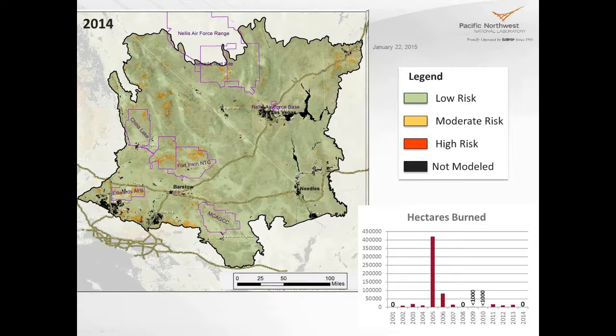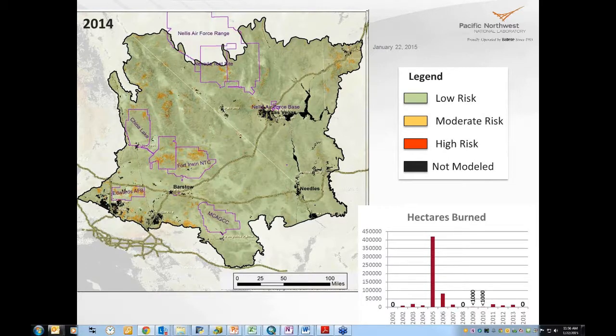I'm going to now switch from the static view of the PowerPoint and introduce our prototype portal that we built for the Mojave to dynamically deliver some of the information in here. And I guess we'll take questions after that.